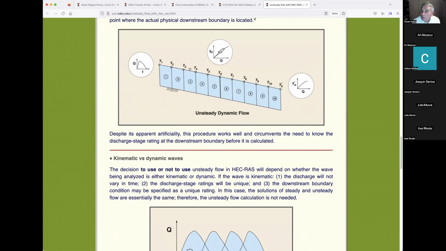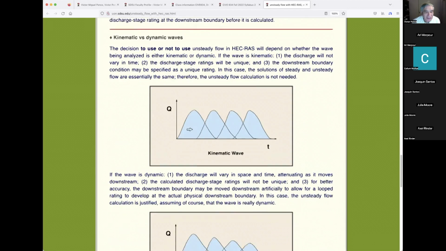But to ignore means that you know. If you don't know, then you're not ignoring. You're doing something else because you want to do something else. Okay? Kinematic versus dynamic waves. I'm going to wind this thing up in about 4 or 5 minutes. The decision to use or not to use unsteady flow.